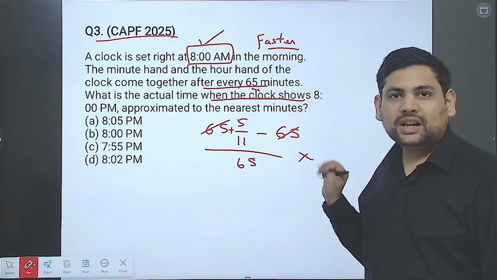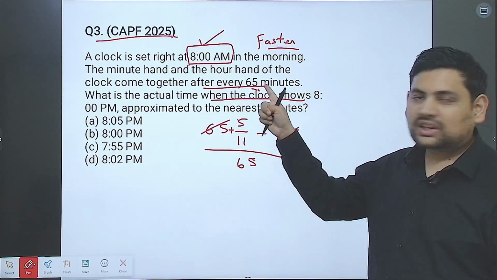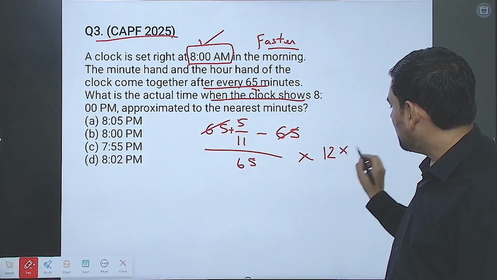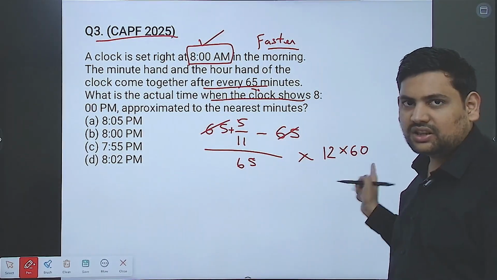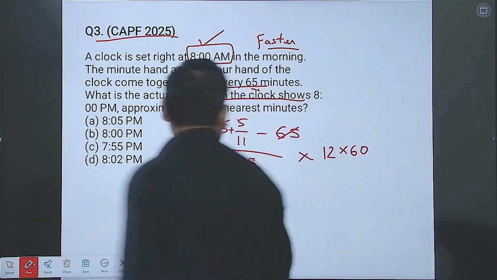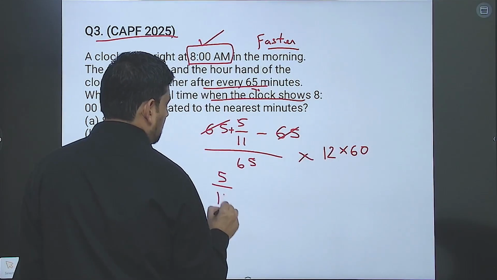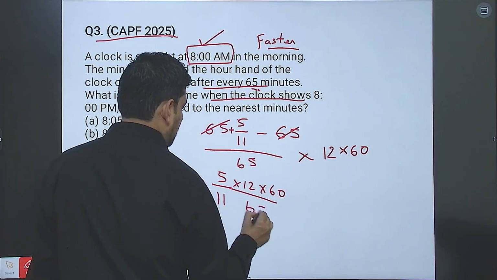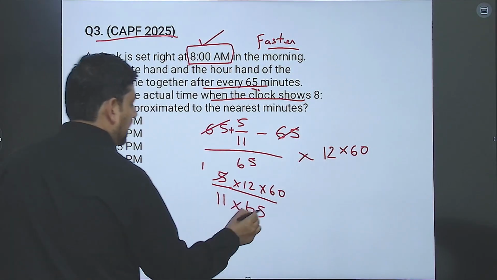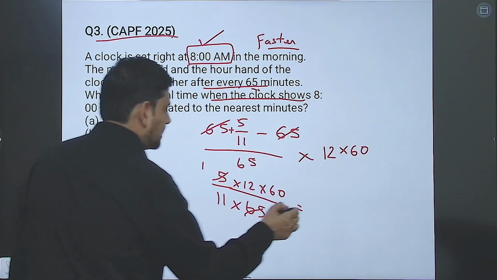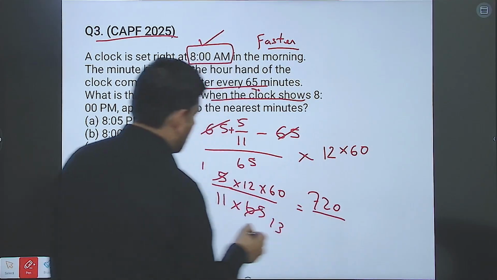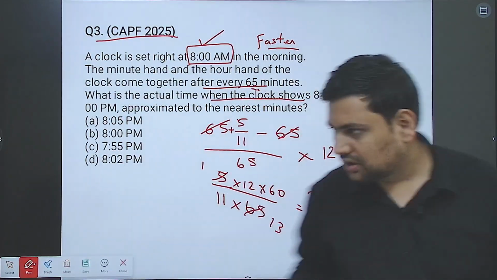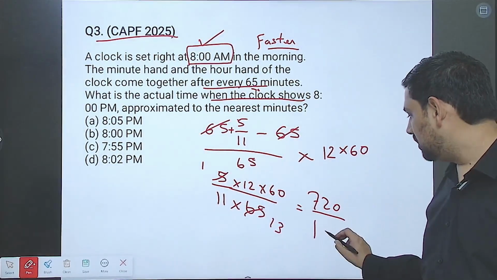Now it is asking you, about what time interval is it asking? How many hours have passed? Actually, how many hours have passed? 8 a.m. to 8 p.m. So 12 hours have passed. 12 hours means 12 into 60, because each hour has 60 minutes. So this becomes 5 by 11 into 12 into 60 by 65. This will go one time, this will go 13 times. 12 6s are 72, so 720 divided by 11 into 13.